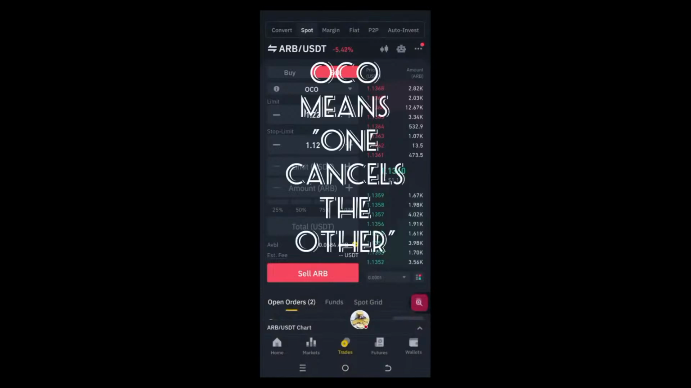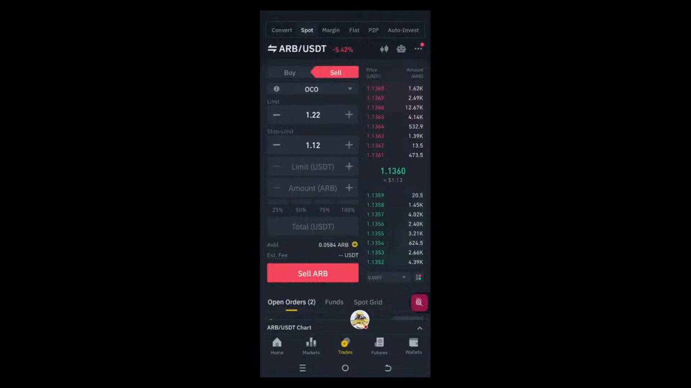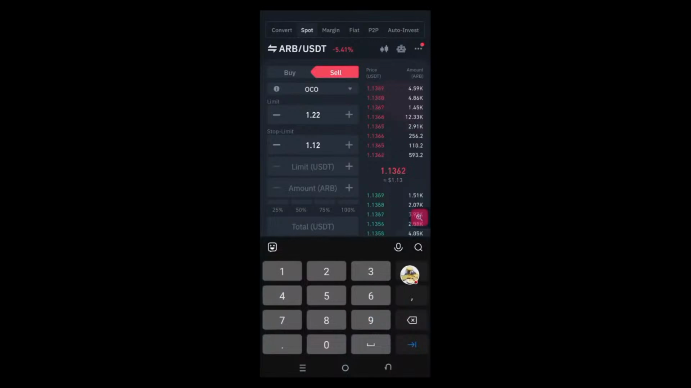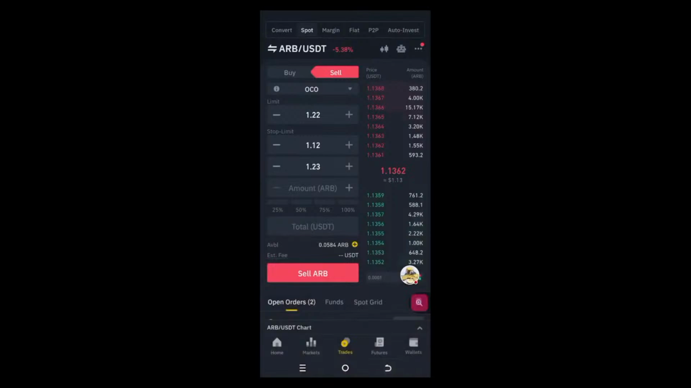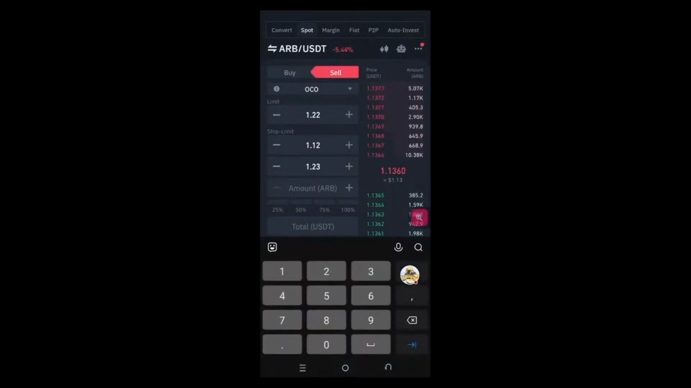This is OCO. OCO means one cancels the other, right? One cancels the other. Try and understand that. So you're going to put all of this, your limit price and all of those things. The price is currently that, you put your limit price here. Maybe you want it to be 1.23, right? Do you understand that? So now you have three prices, and then you have the amount of ARB that you have, and you pick whether it's 100% or whatever. Don't forget that's currently in the trade.